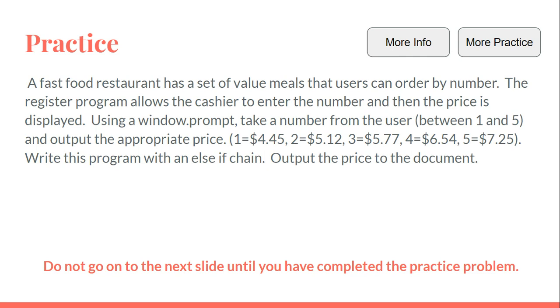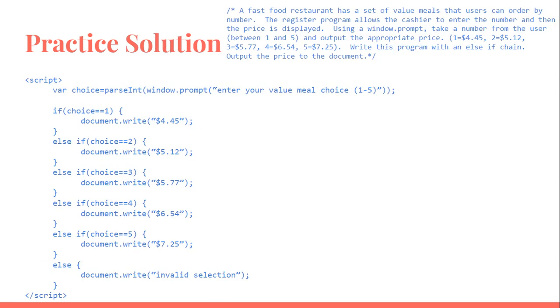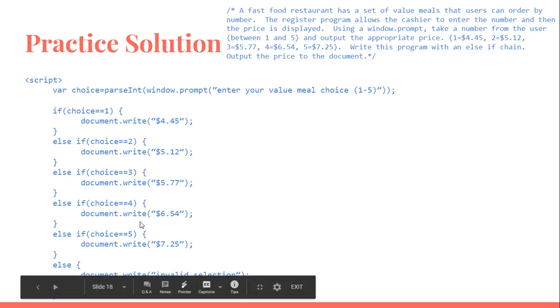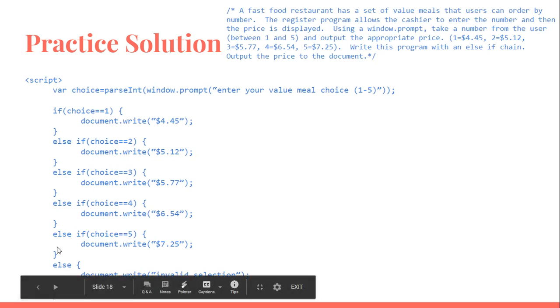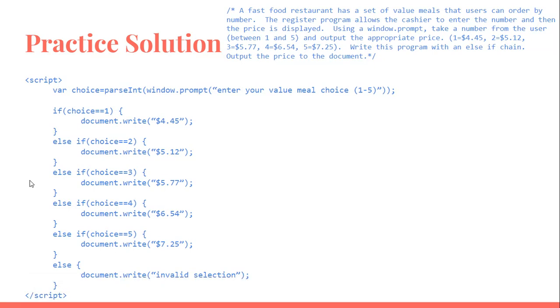Okay, welcome back. We're going to look at the solution to the practice problem. So you'll see here I'm doing window.prompt, enter your meal choice 1 through 5. I'm parseInting that. If choice is equal to 1, I output 4.45, else if choice equals 2, my output, else if choice equals 3, else if choice equals 4, else if choice equals 5, and if they input anything else besides 1, 2, 3, 4, or 5, I have this else down here, that kind of catch-all, that just says, hey, that was an invalid selection. And so that's how we use an else if chain.